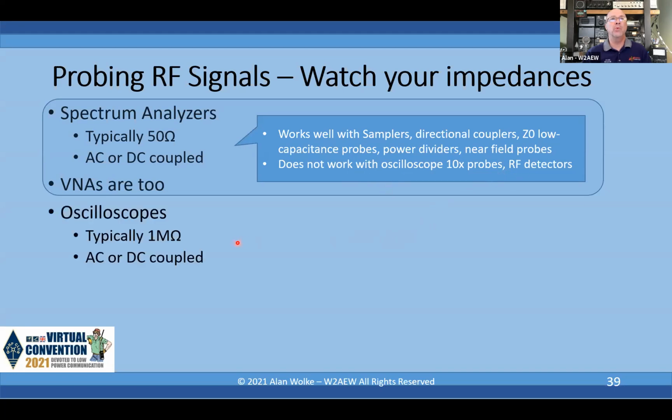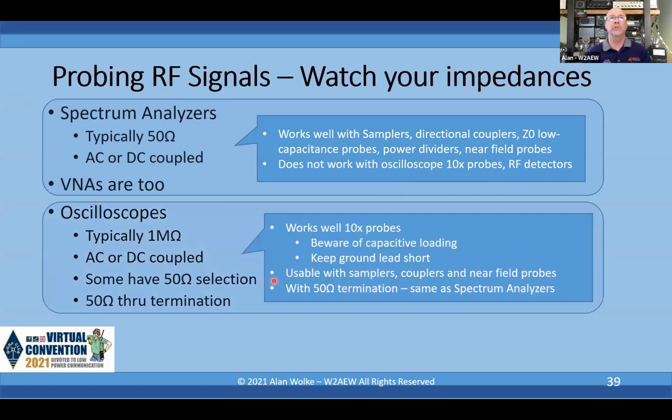On the scopes, typically 1 megohm AC or DC coupled. Some have a 50 ohm termination selection, some don't. For those, you can use a 50 ohm through termination if you actually want to bring 50 ohms to the scope. But these work really well with 10x probes. Again, beware of the loading and keep your ground leads short. Also usable with samplers, couplers, and near field probes.